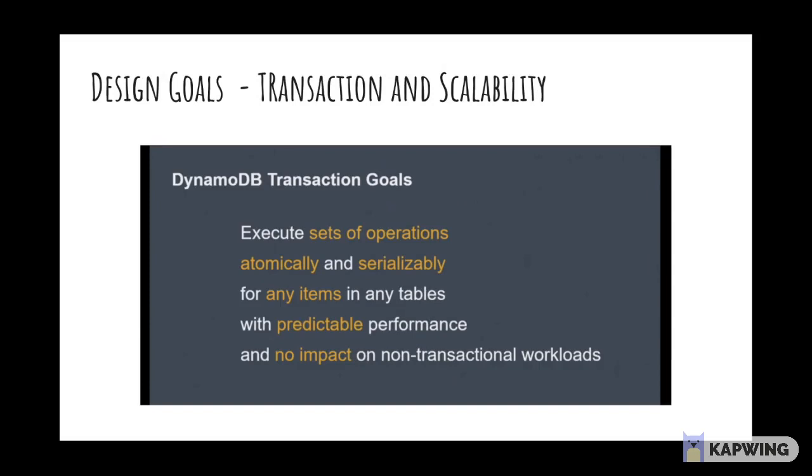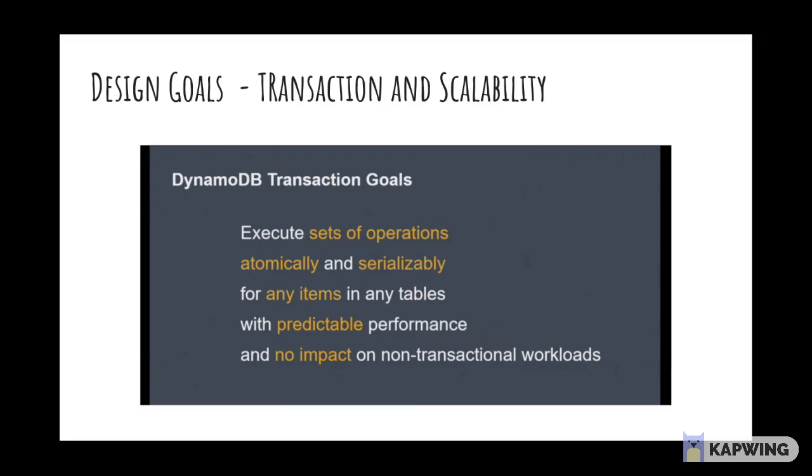Based on those limitations and the core goal of providing predictable performance with unbounded growth, these are the goals the DynamoDB team set for themselves. Execute a set of operations atomically. Atomicity is needed because we are doing it in a transaction way, so atomicity has to be there.